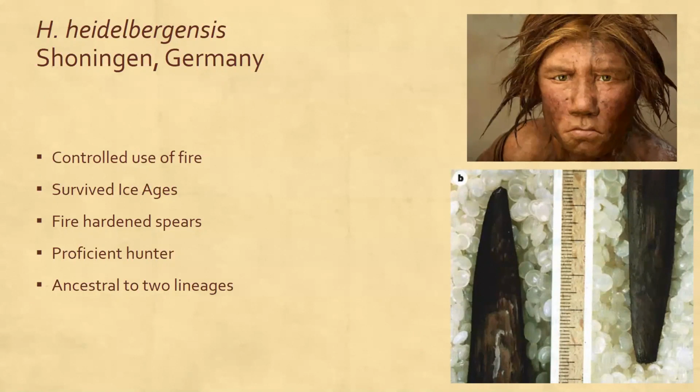Creating fire-hardened spears also suggests that heidelbergensis was a proficient hunter. So we are now well out of the scavenging for meat and bone marrow stages of our hominid evolution and actively pursuing hunting as a top predator within an ecosystem. The other key point is that heidelbergensis is ancestral to two lineages of hominids, Homo neanderthalensis and Homo sapiens.